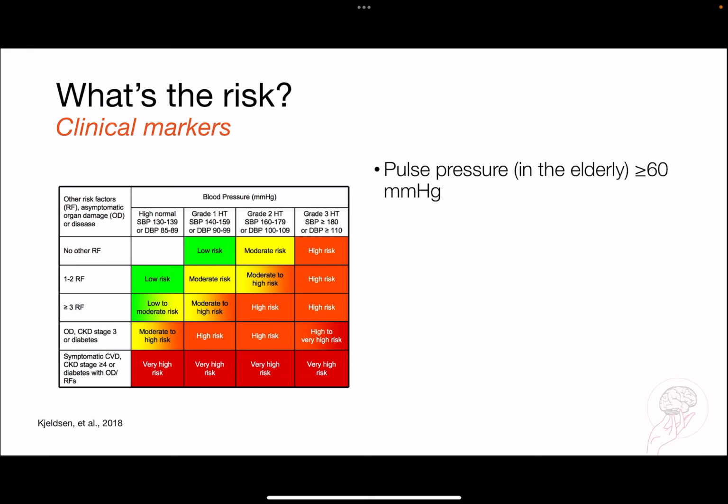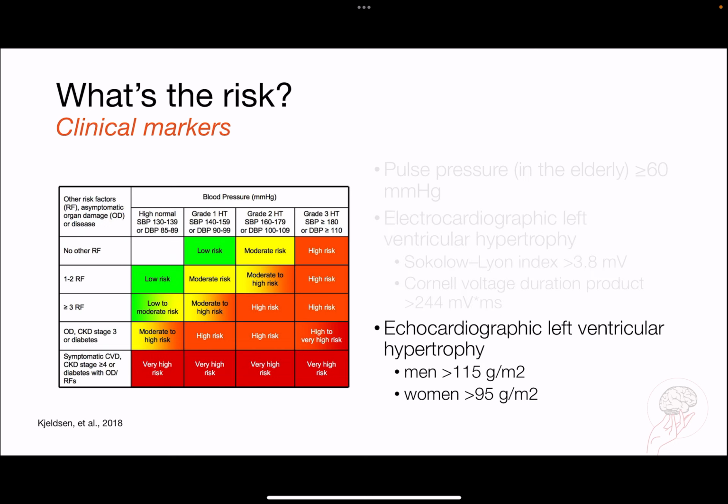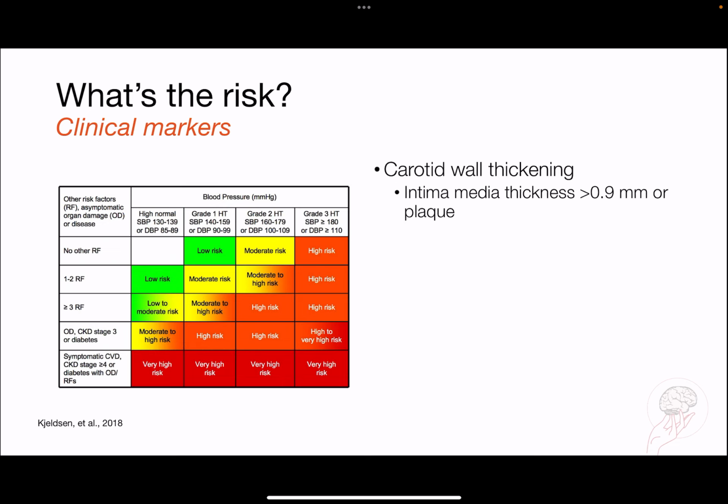And then finally, in the elderly, having a high pulse pressure is a risk factor. Having an electrocardiograph with left ventricular hypertrophy, or an echocardiograph showing left ventricular hypertrophy. And then, of course, the carotid wall thickening, this is going to go hand in hand with the high cholesterol.